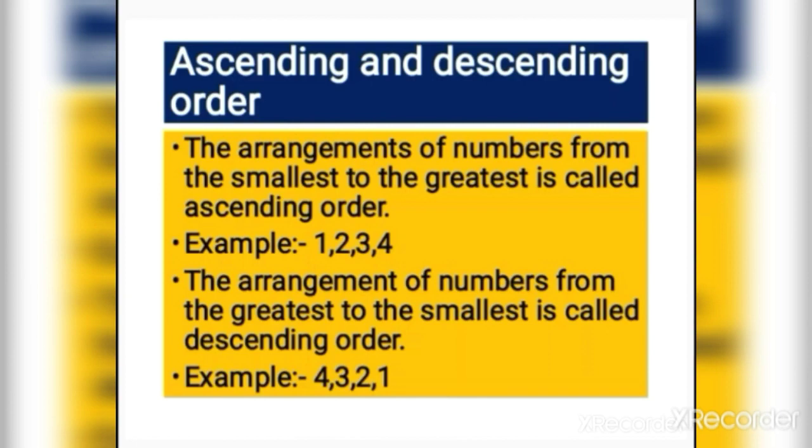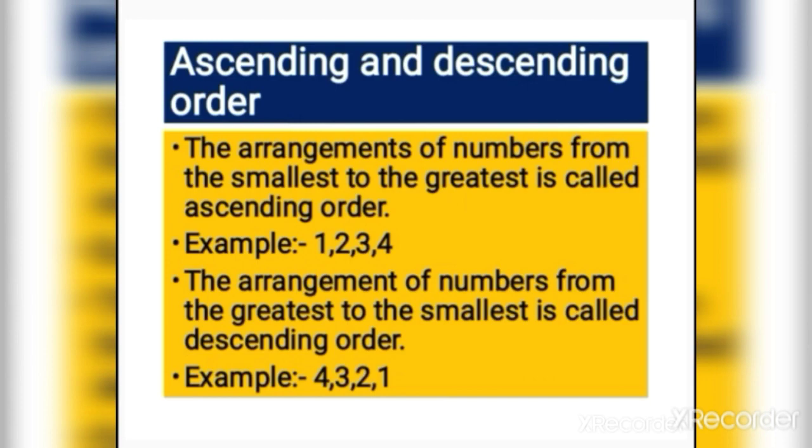You have learnt about ascending and descending order in previous classes. In this chapter, we will learn how to arrange large numbers in ascending and descending orders. As you all know, the arrangement of numbers from the smallest to the greatest is called ascending order. Here we have an example. Here the numbers are arranged in ascending order: 1, then the next bigger number 2, then 3, and then 4.